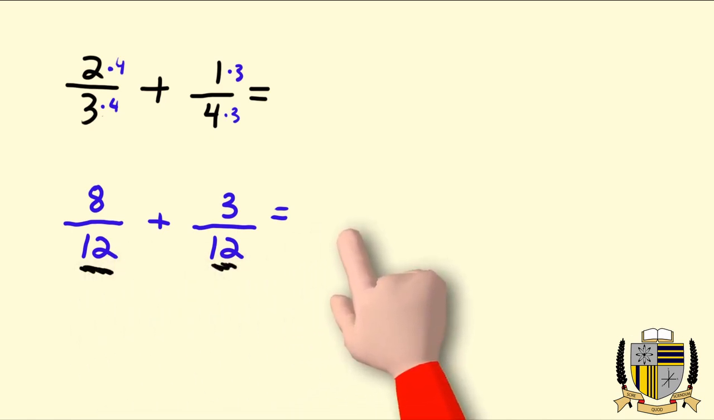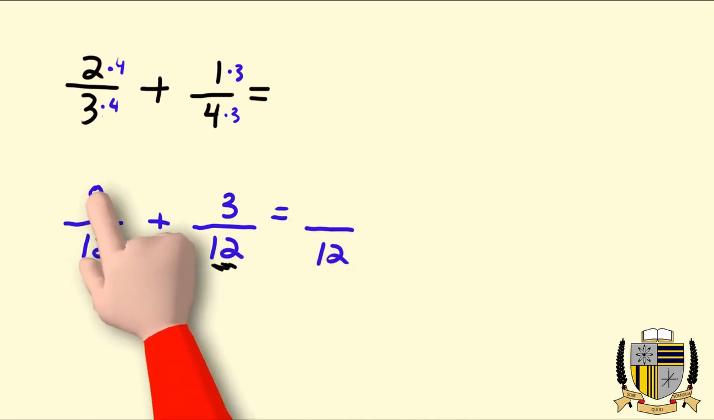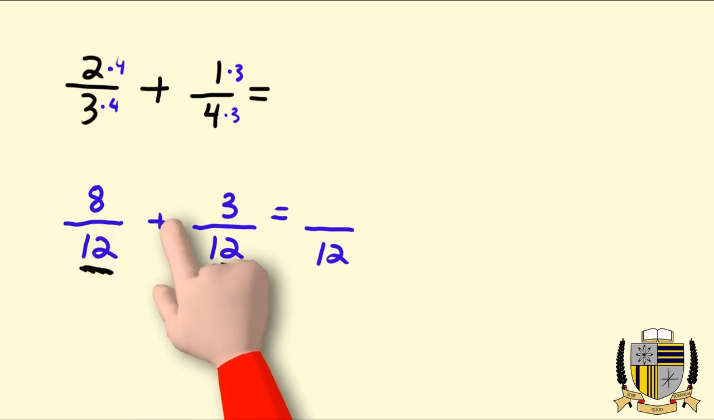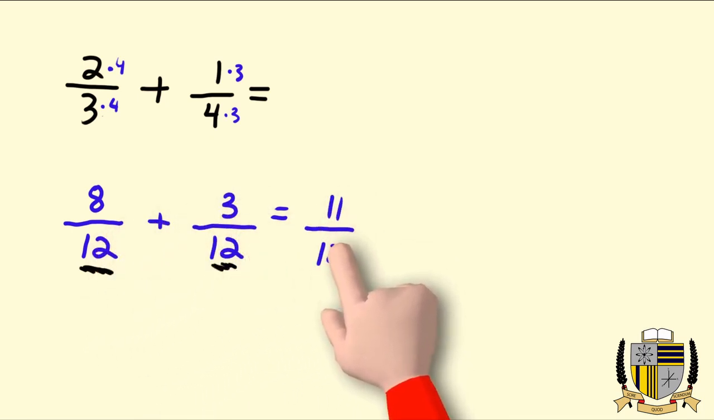So now we can go ahead and say 8/12 plus 3/12 is equal to 11/12.